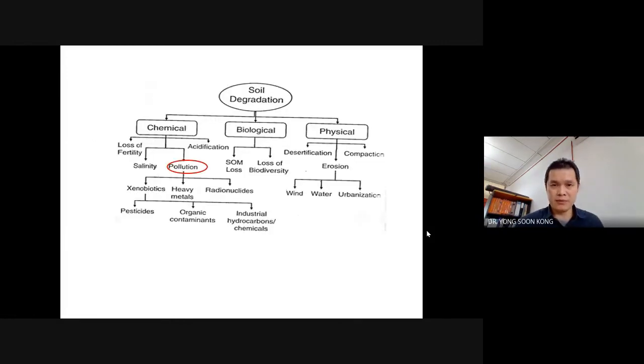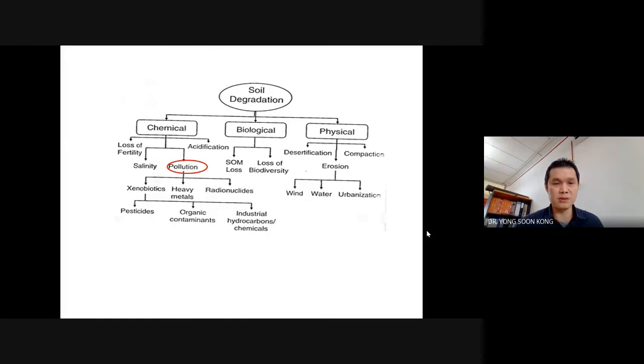Now, a recap of the entire flowchart of soil degradation. We are at the chemical part, the chemical degradation of the soil, in which we are going to cover more on the pollution that is caused by human activities. Now, as you know, there are plenty of compounds or chemicals that may cause this pollution. So it is divided as you can see right there.